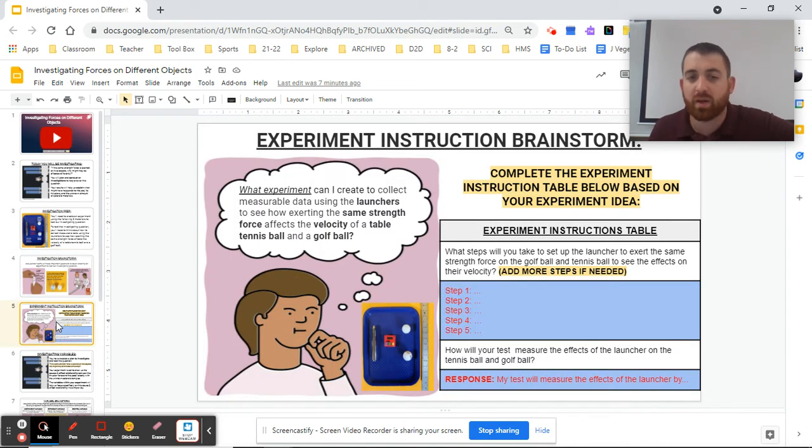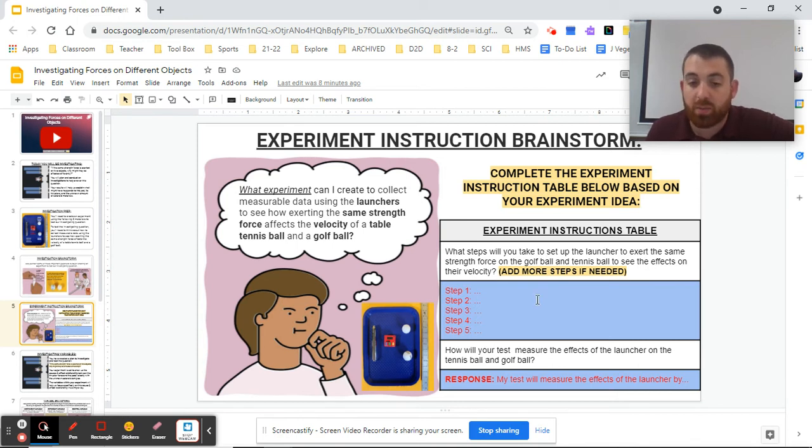So let's go ahead and take a look at how you're going to create your experiment. In the experiment instructions table, you're going to create step-by-step instructions on how you're going to set up the launcher to exert the same strength force on a golf ball and tennis ball to see the effects on their velocity. Each of these step-by-step instructions should break down exactly what you're going to do to set up your experiment and to execute your experiment to see this effect.